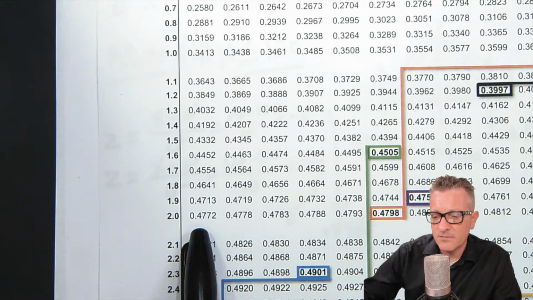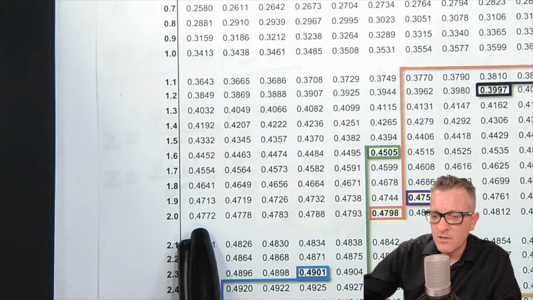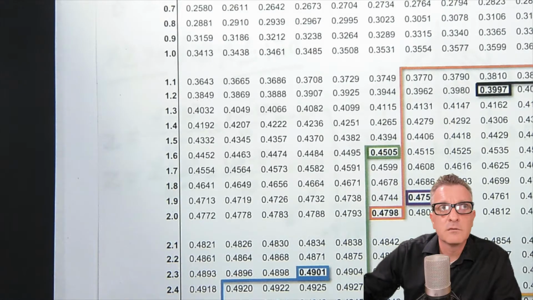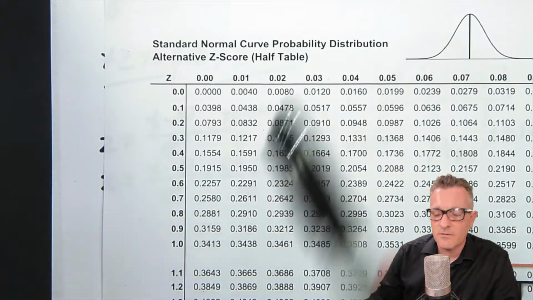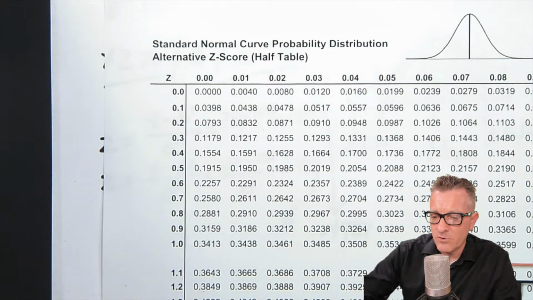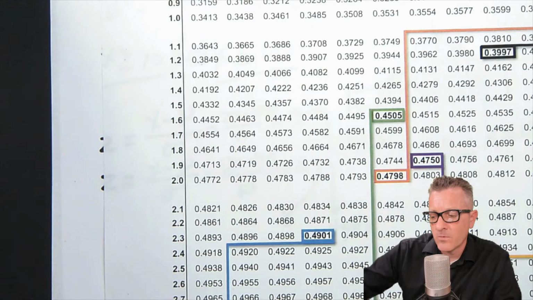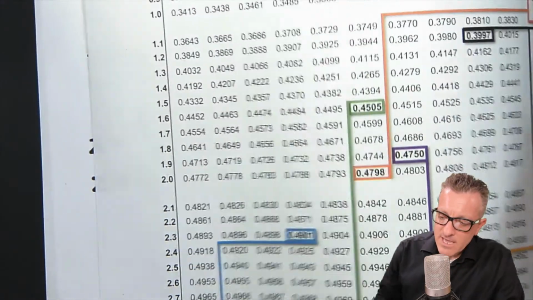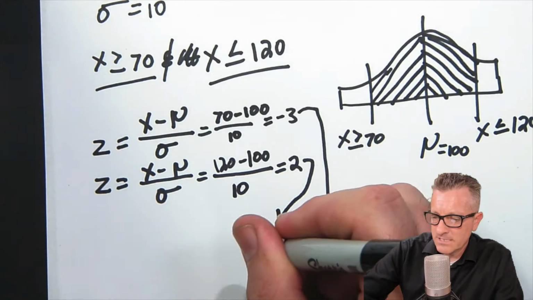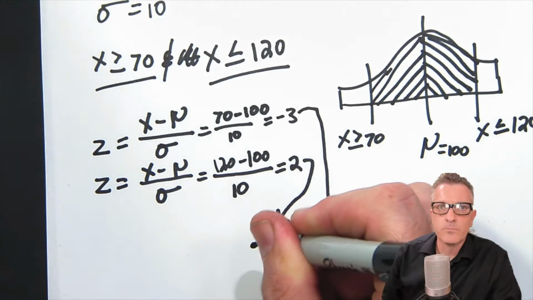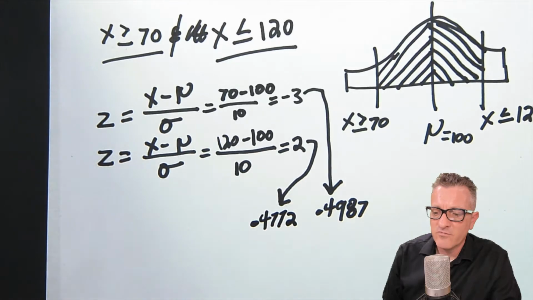Because it's an even 2, we just pick the first one, and that's because of the zeros up there. Okay. So back again, it is 0.4772. So now we have everything that we need to solve this.